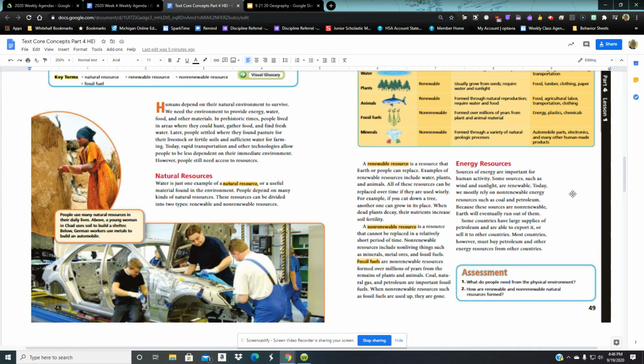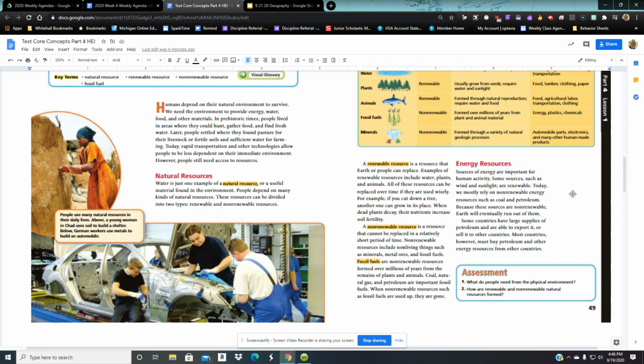Energy resources. Sources of energy are important for human activity. Some sources, such as wind and sunlight, are renewable. We continually have wind that can turn the turbines because of our rotation of Earth. Sunlight, we can take the heat, solar energy from sunlight and continue to use.